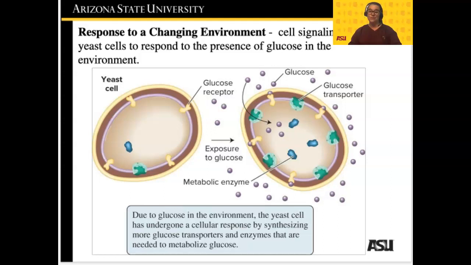In this case, since glucose is food for the yeast cell, the yeast will increase the number of glucose transporters throughout its membrane. This takes the additional glucose into the cell while generating additional metabolic enzymes to process the glucose most efficiently to make energy.